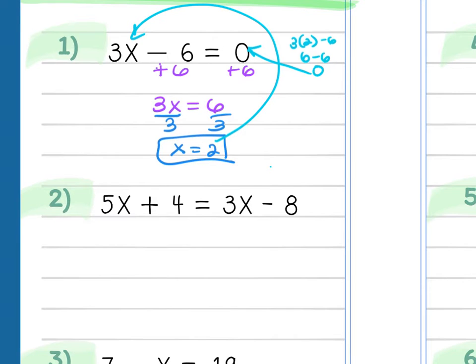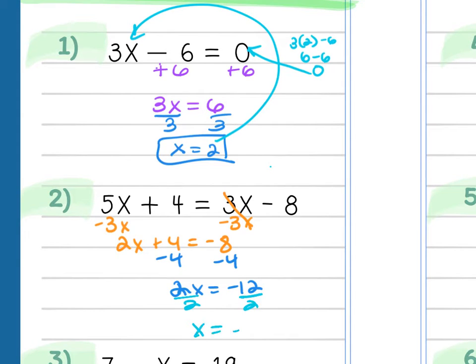Okay, number 2. I have 2 x's, one on the left, one on the right, and then I've got 2 constants, one on the left, one on the right. It doesn't matter in which order you do this, okay? I tend to move the x's first, and I tend to like to make them positive, but you don't have to do this. So I move the x on the side with the 5x. These cancel. This is 2x plus 4 equals negative 8. Then move your 4 to the other side by subtracting it, and I get 2x equals negative 12. Divide both sides by 2, and x is negative 6.